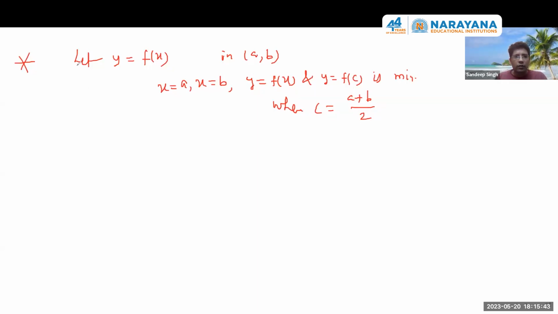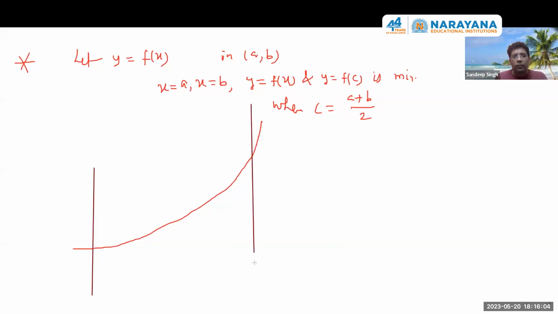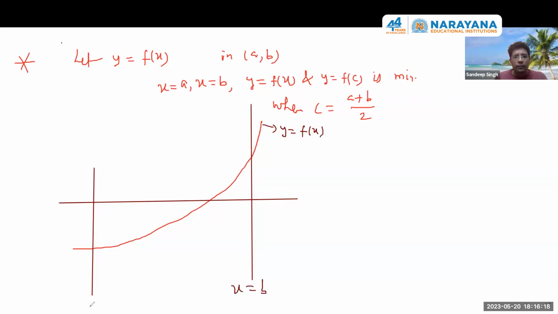Okay. So let us draw the function. If I draw the function like this, this is your f(x), x equal to a, x equal to b. And this is y equal to f(c). This is y equal to f(x). This is x equal to b. And what is this? y equal to f(c).